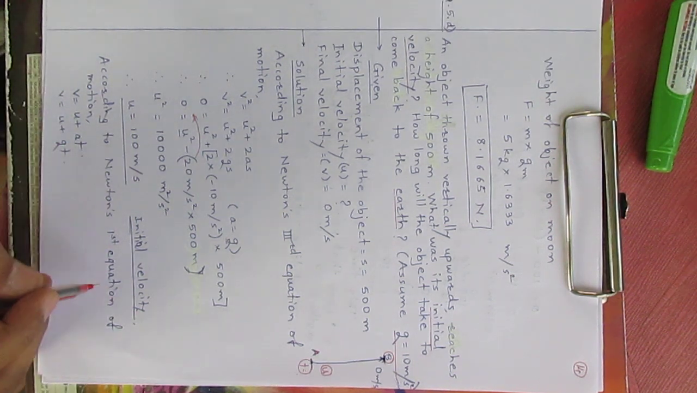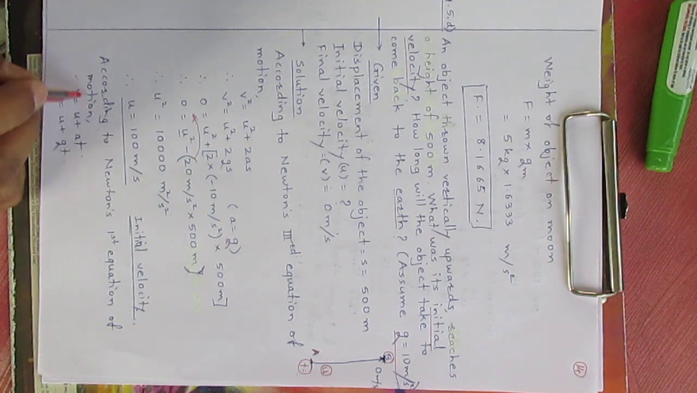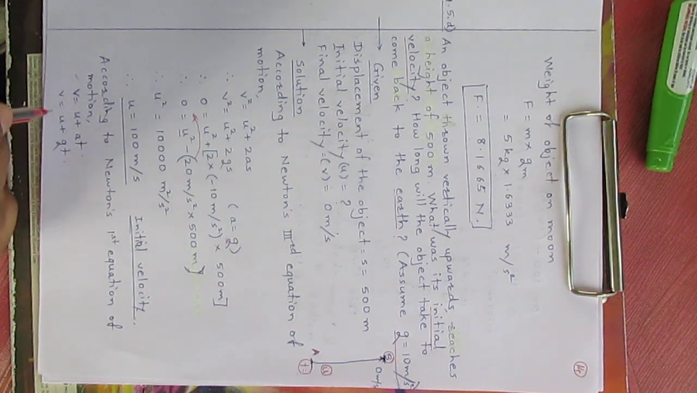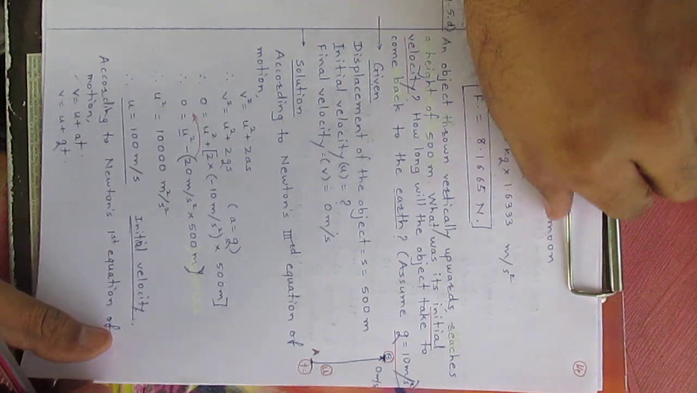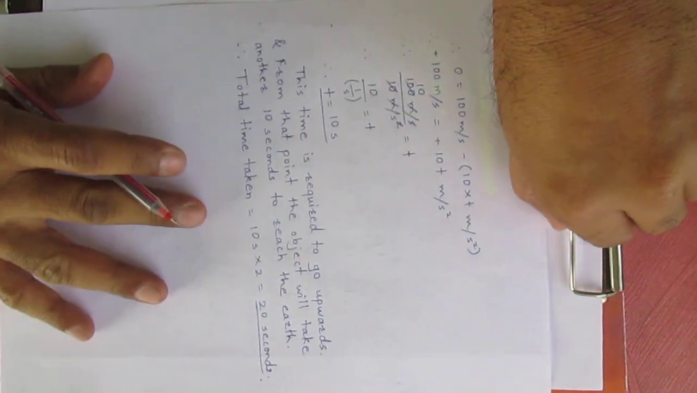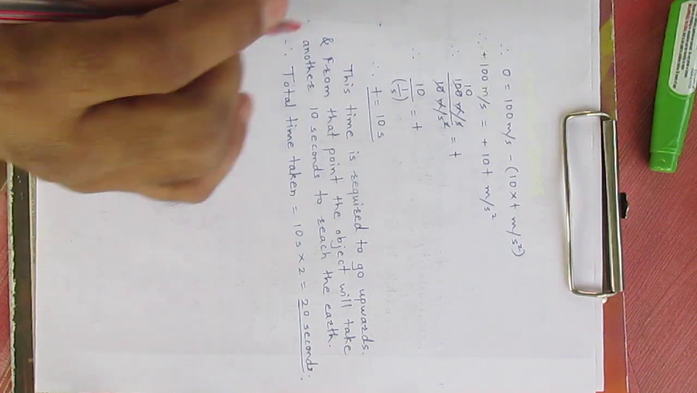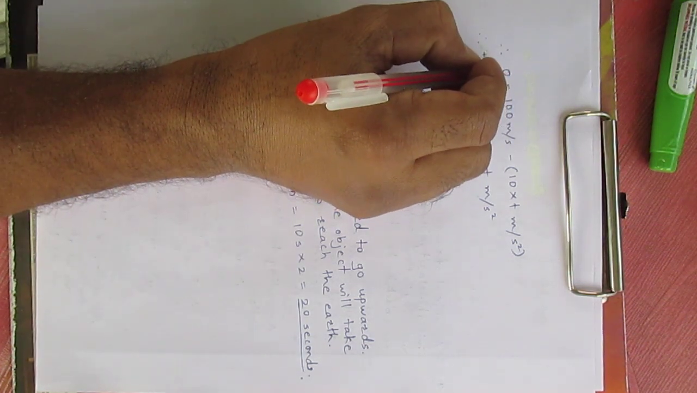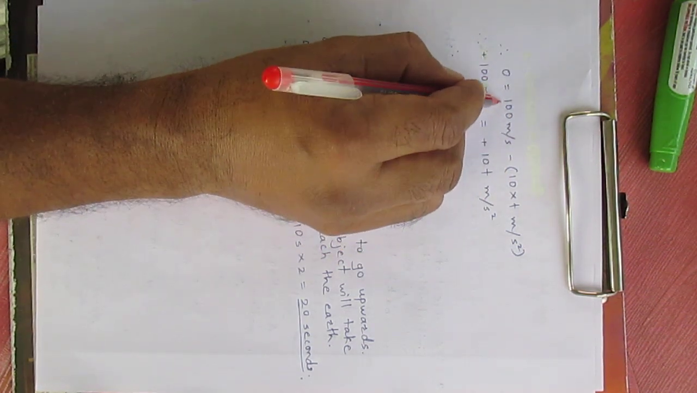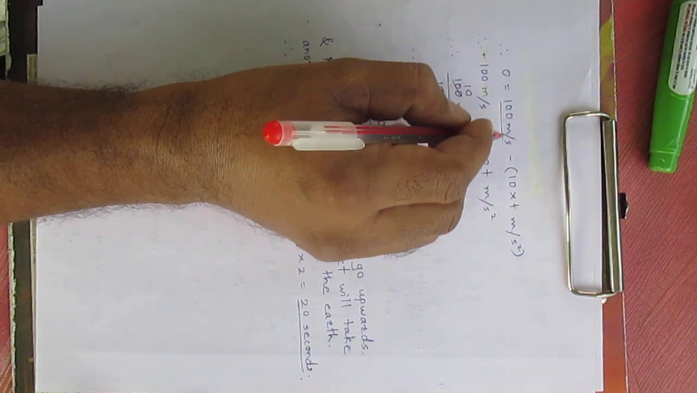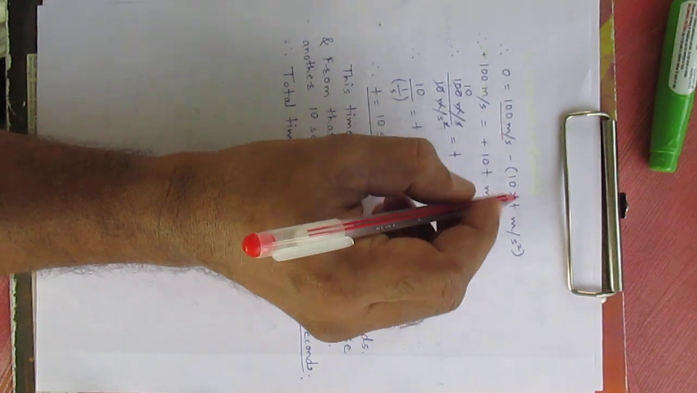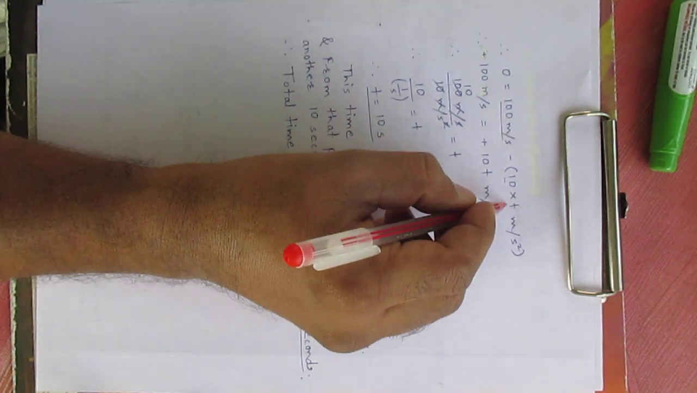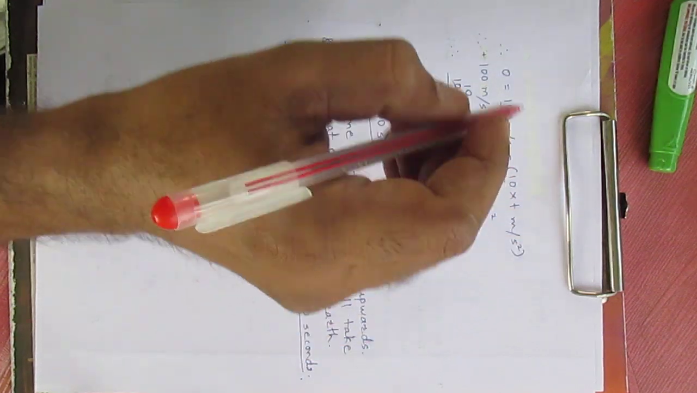According to the Newton's first equation of motion, which states v is equal to u plus at, a is replaced by g, therefore it will become v is equal to u plus gt, and then putting the values in this equation we will get v is equal to 0 is equal to u, that is the initial velocity 100 meters per second, minus gt, this g and this t.